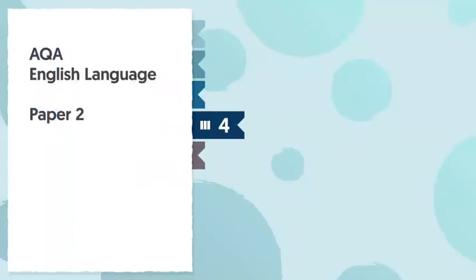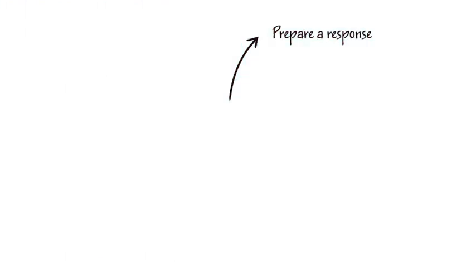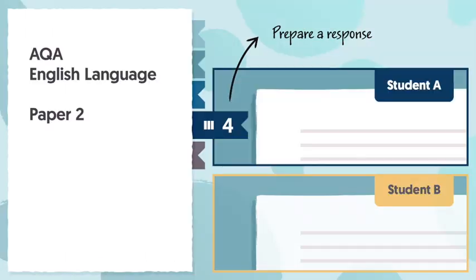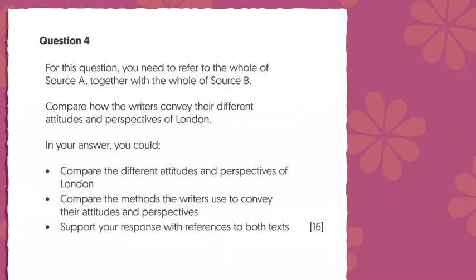In this video, we're going to talk about how to prepare a response to Paper 2, Question 4 for AQA English Language. We'll do this by looking at extracts from 2 student responses to a set question. Don't forget that you can always pause the pod to take notes or give yourself more time to read through what's on screen. So let's start by looking at our sample question.